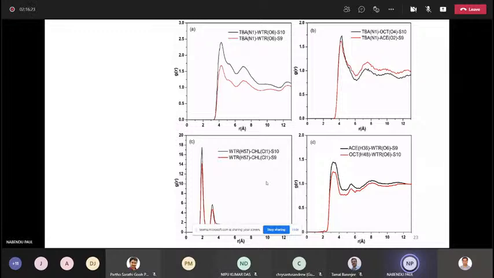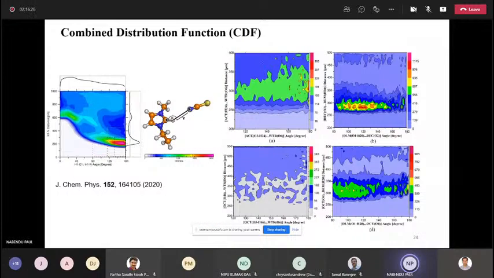So let us move to the other structural property of the analysis of our system, that is the combined distribution function. As the name itself suggests, it is combined. It combines the radial distribution function and the angular distribution function. From the radial distribution function, we came to know the distance at which the molecules are surrounded. But from the angular distribution, we know exactly at which angle these molecules are interacting or getting aligned.